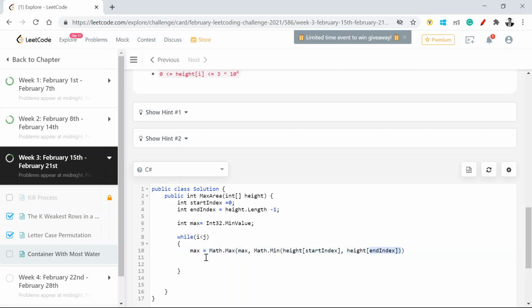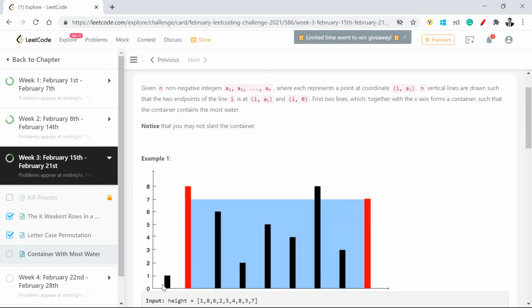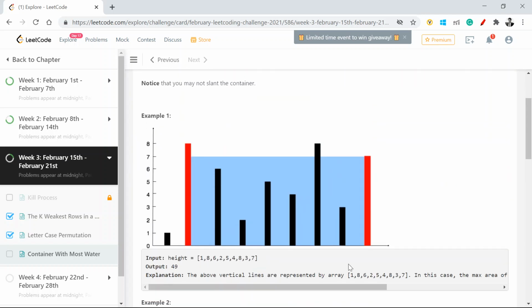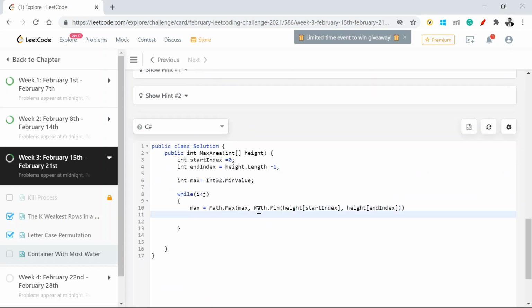So again, this is where we talk about it. If I am at, say, 1 and the last one, this is the minimum one. If this is the minimum one, I cannot pick the higher one, because the water will anyway spill off from the lower building height, right? So I took the minimum one and I'll multiply it by area. Area will be what? Area will be j minus i, in this case endIndex minus startIndex, right? So this is the area calculation.